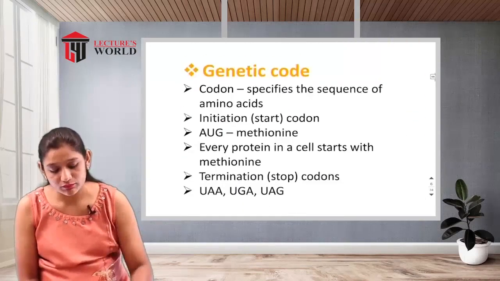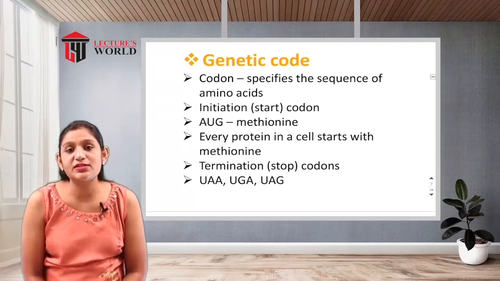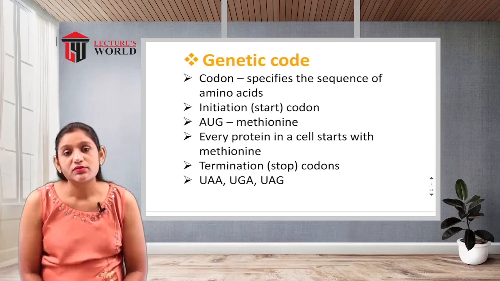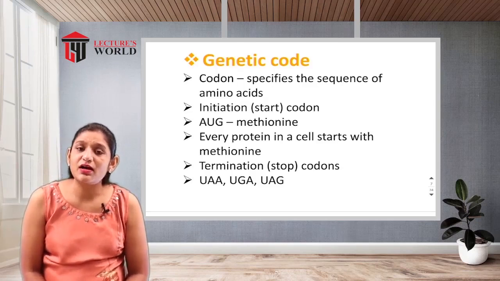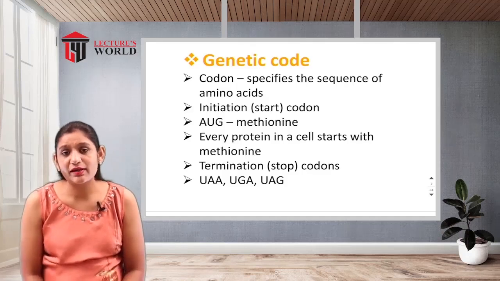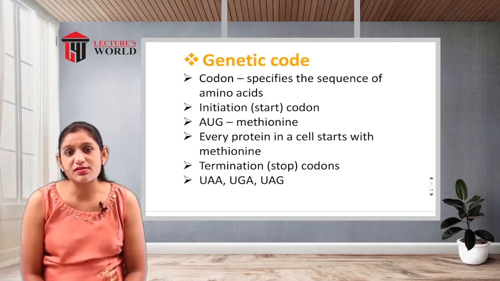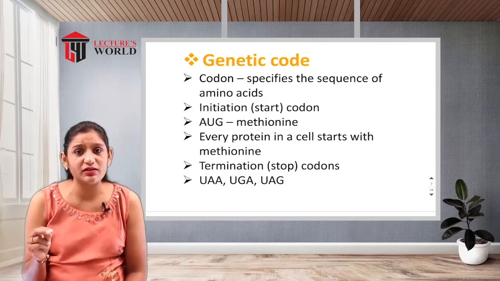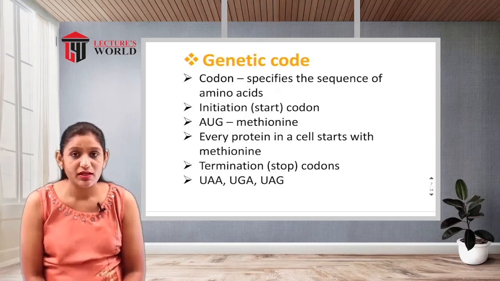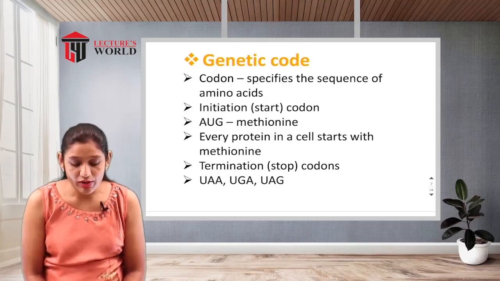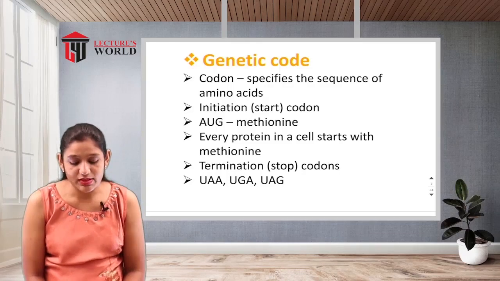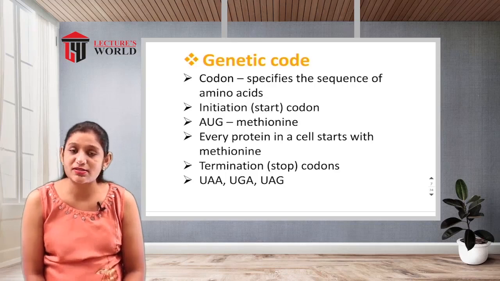Next, the second point: what is called the genetic code? The codons. First, what is called a codon? Three nucleotides arranged together that code for an amino acid in a protein. This is called a codon. A codon is a specific sequence for an amino acid. Initiation is by the start codon.